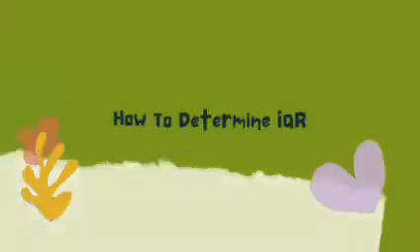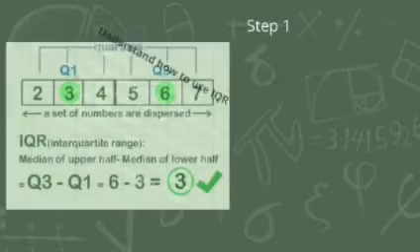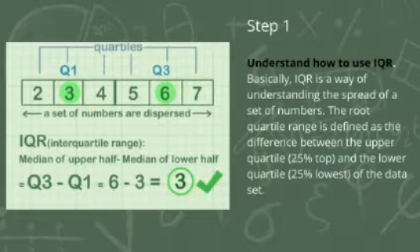Next, how to determine IQR. Method number 1 is understanding the IQR. Step 1. Understand how to use IQR. Basically, IQR is a way of understanding the spread of a set of numbers. The interquartile range is defined as the difference between the upper quartile, the top 25%, and the lower quartile, the lowest 25% of the data set.